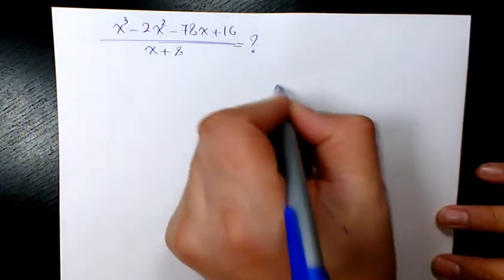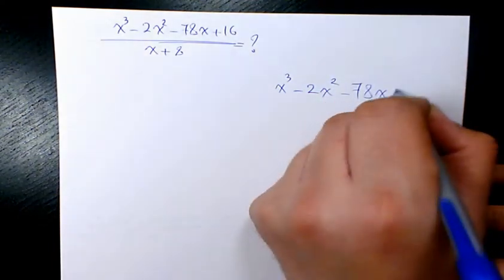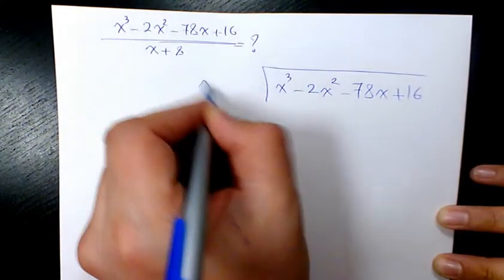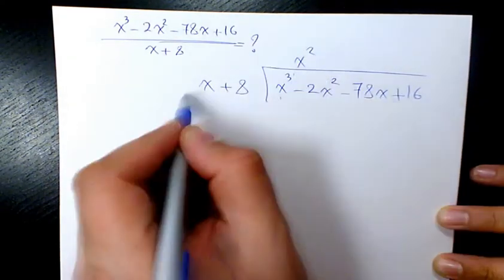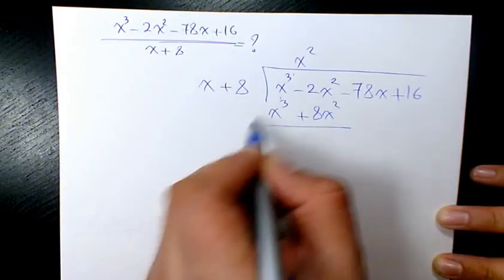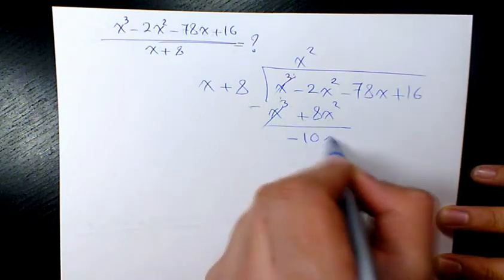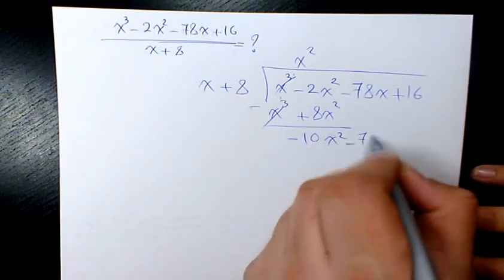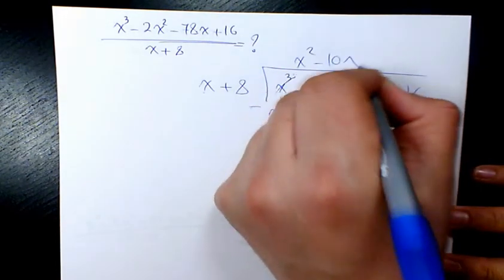Here, x cubed minus 2x squared minus 78x plus 16 divided by x plus 8. X cubed divided by x, x squared. X squared times x, x cubed. X squared times 8, 8x squared. Cancel out. Negative 2x squared minus 8x squared is going to be negative 10x squared. Bring the next number down. Negative 10x squared divided by x, negative 10x.